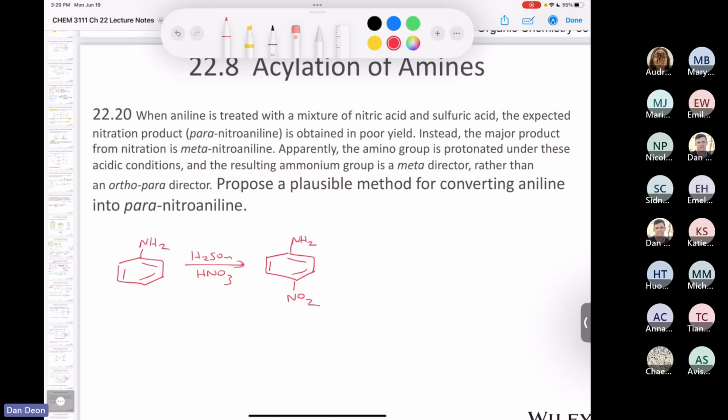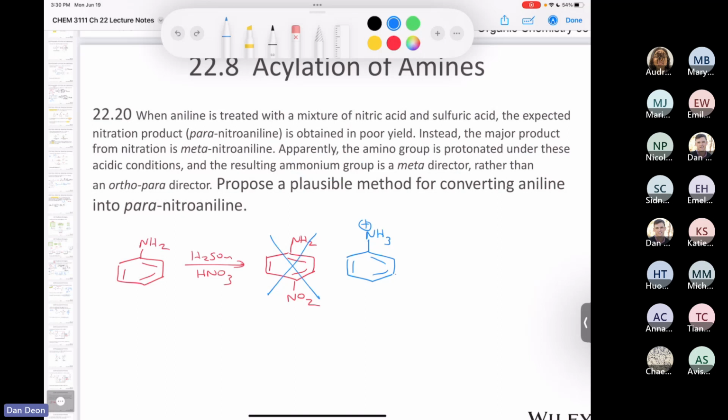And the reason why you do not get this compound is because when you treat aniline with a strong acid, you actually end up protonating the aniline to make an anilinium. So you end up with the conjugate acid of aniline. And when it's protonated, the resulting ammonium group is a meta-director, right?